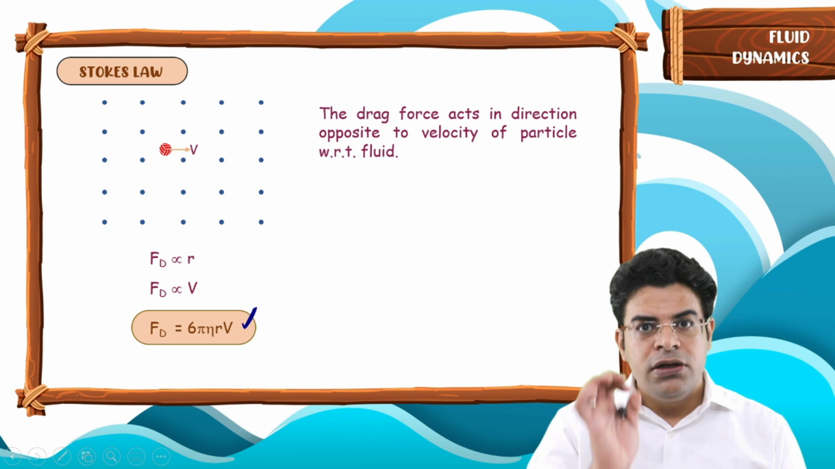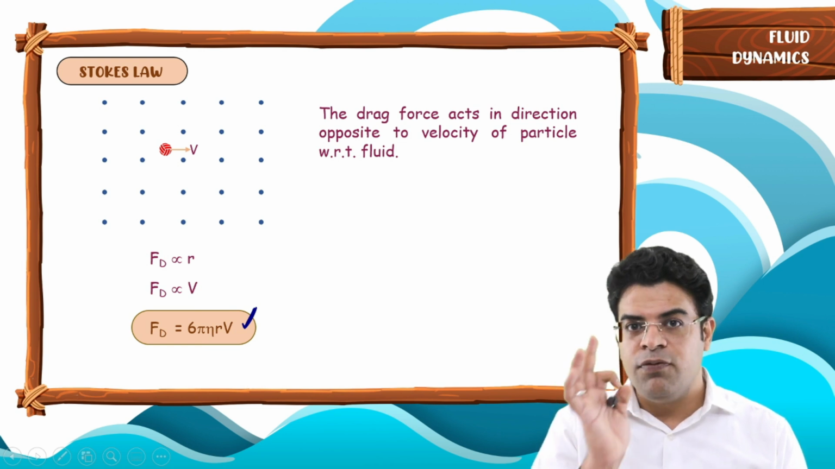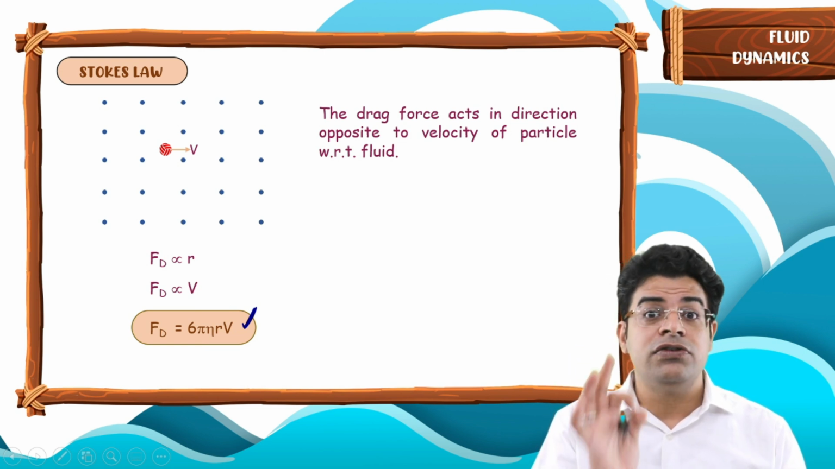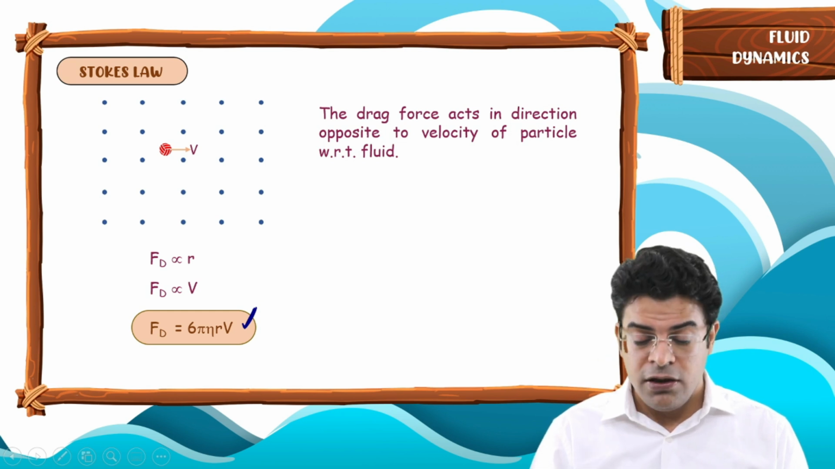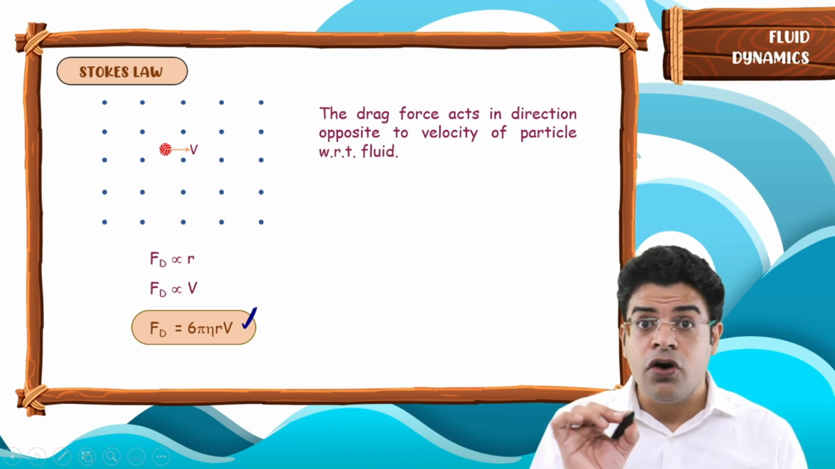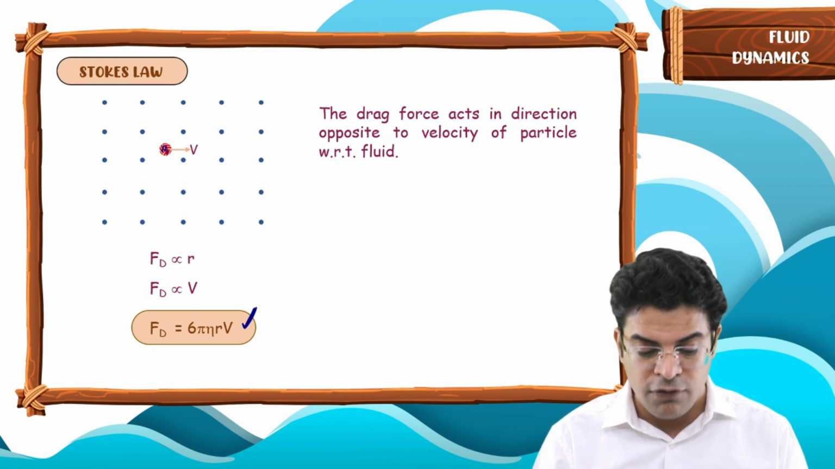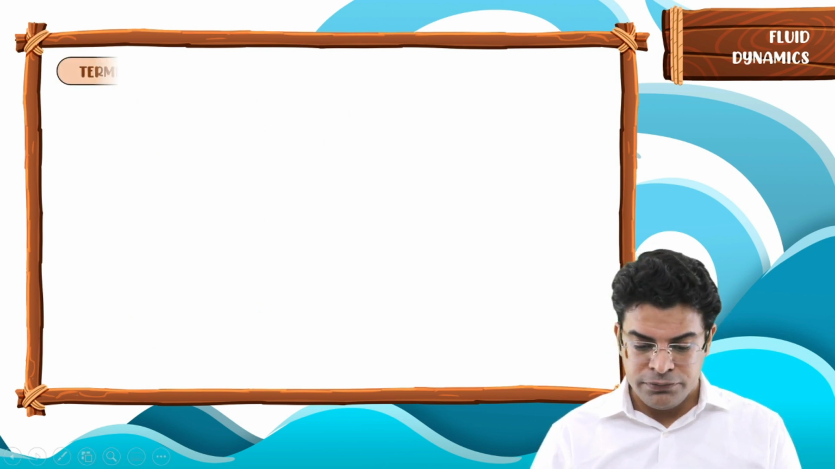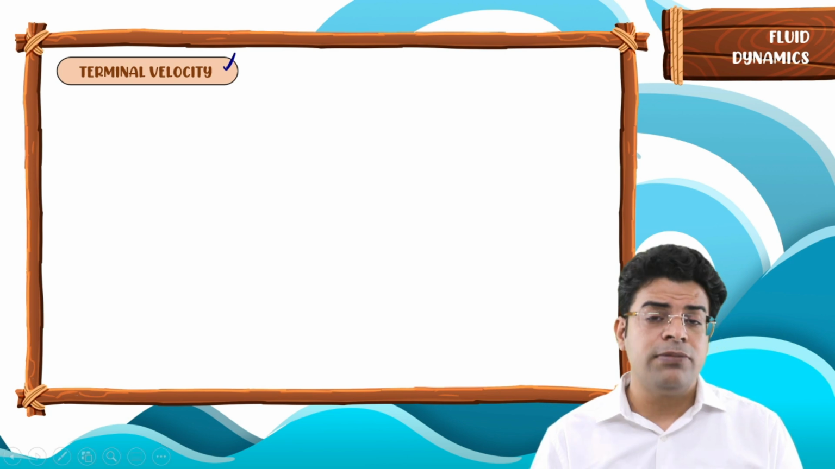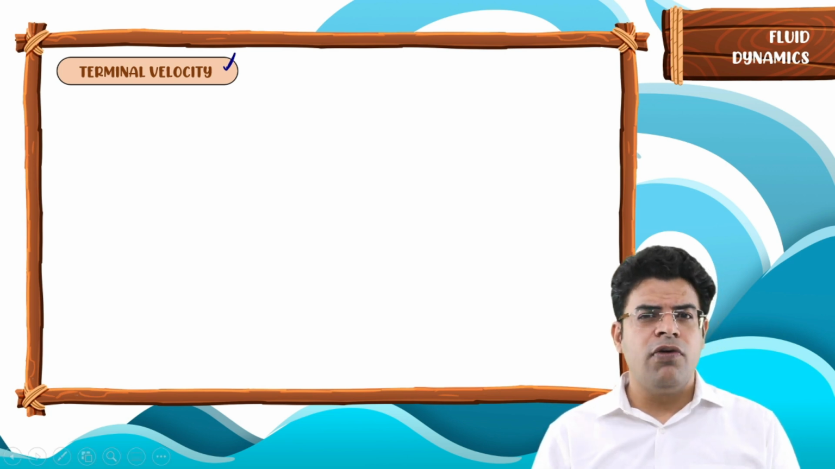One more time, the drag force applied by the fluid on this particle is equal to 6 pi eta r v. Here we are talking about spherical particles of radius r. So moving on, now let's talk about something called terminal velocity. Now what is terminal velocity?